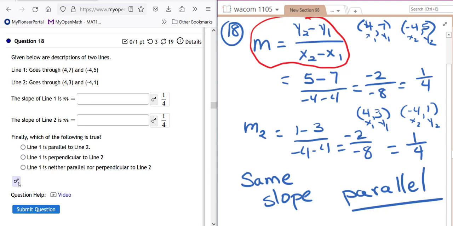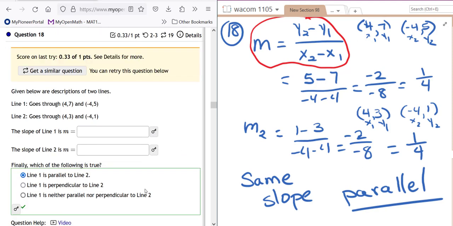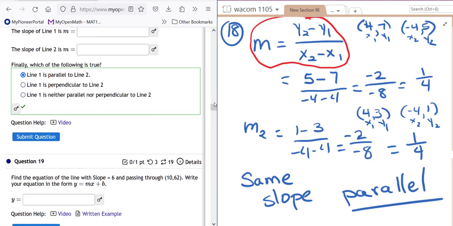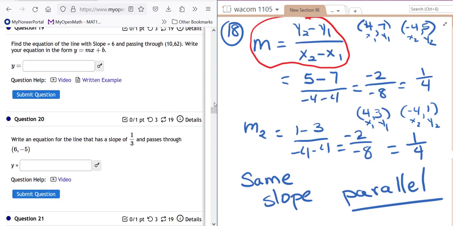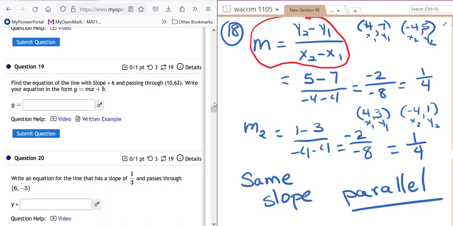All right, so it's going to be this choice. And it's going to, there we go. It's going to mark the rest of that wrong, but that one's okay. Because I didn't fill them in. All right. Some more graphing questions.